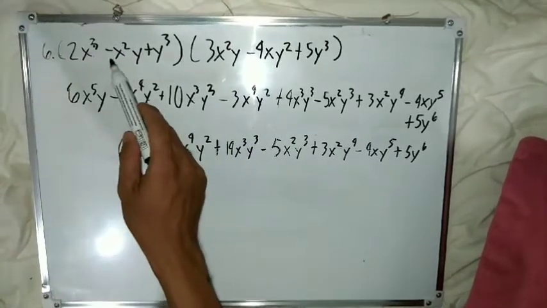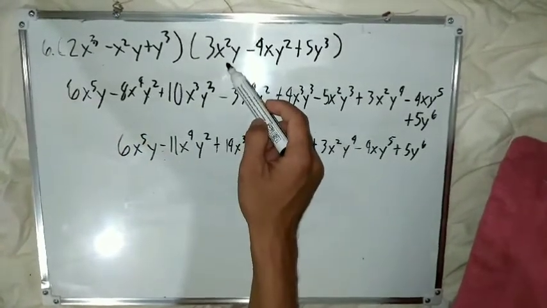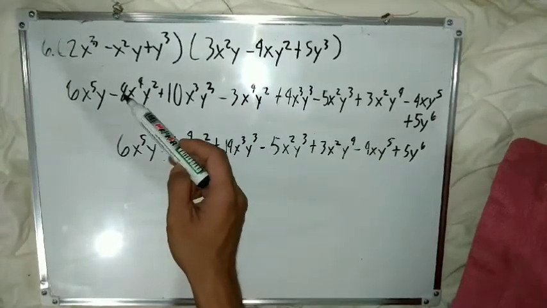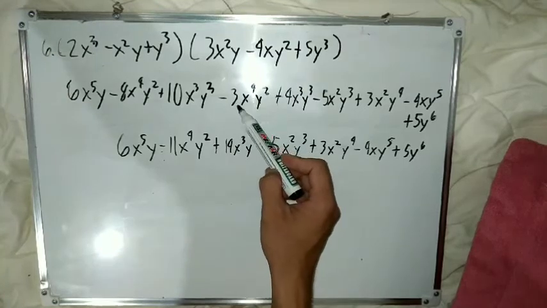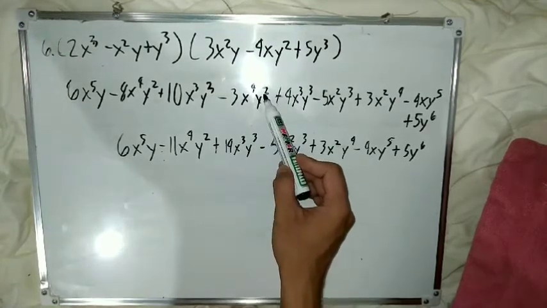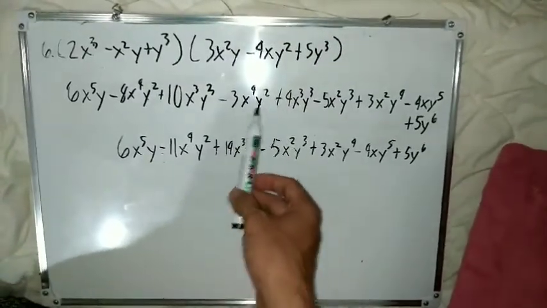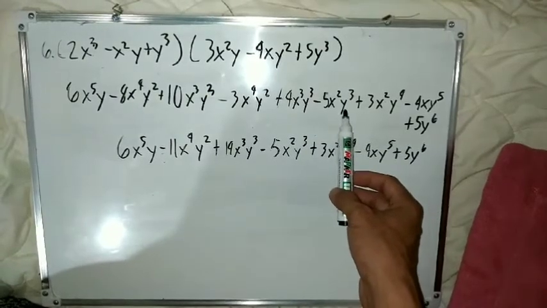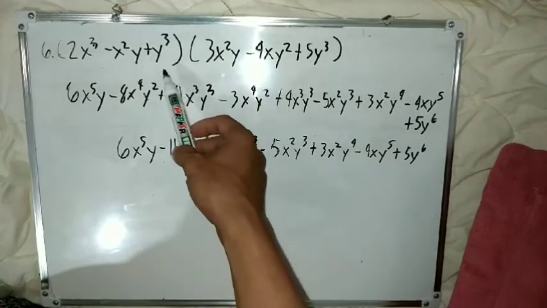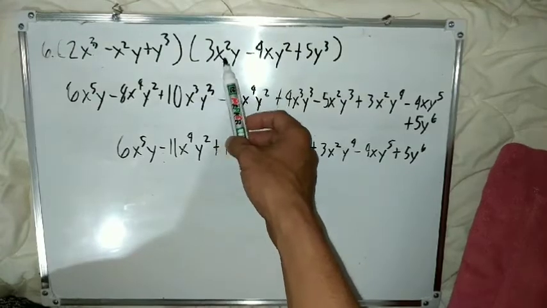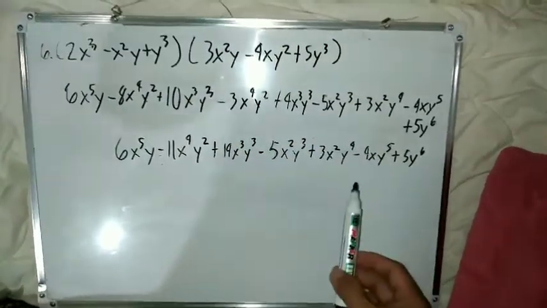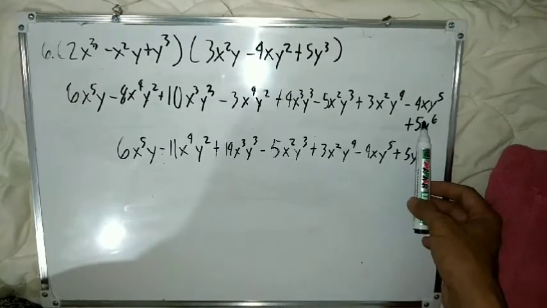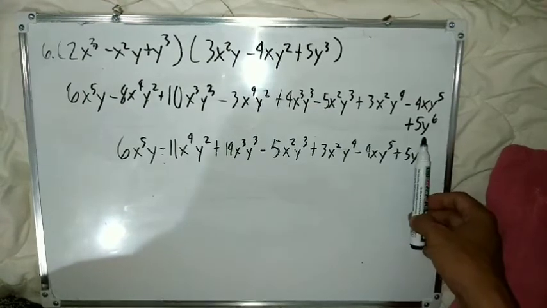Then multiply negative x squared y to 3x squared y minus 4xy squared plus 5y cubed. So the answer would be negative 3x to the power of 4 y squared plus 4x cubed y cubed minus 5x squared y cubed. Then multiply y cubed to 3x squared y minus 4xy squared plus 5y cubed. So the answer should be 3x squared y raised to the 4th power minus 4xy raised to the 5th power plus 5y raised to the 6th power.